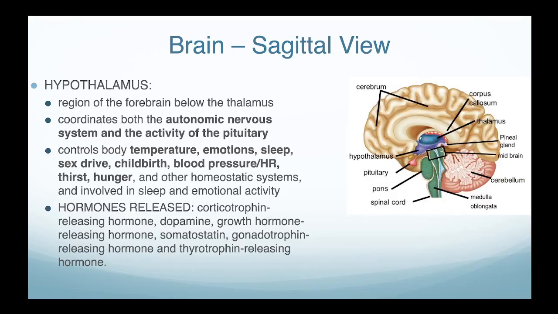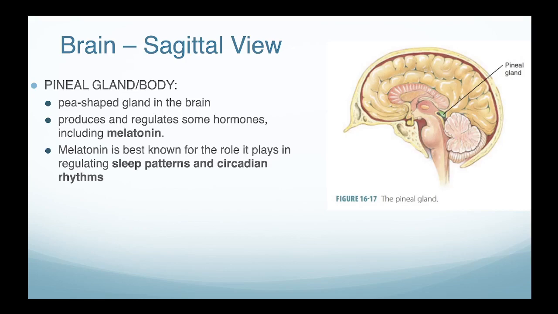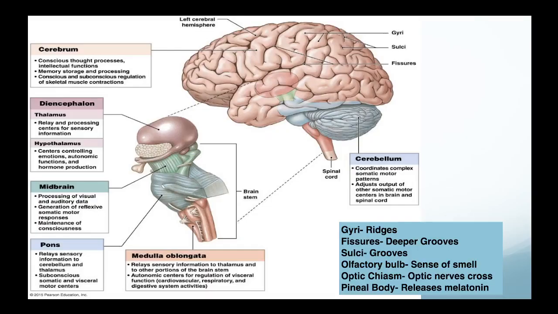The hypothalamus is going to be associated with autonomic nervous system activity of the pituitary, and it controls things such as temperature, sleep, emotion, sex, childbirth, blood pressure, thirst, and hunger, etc. The pineal gland is going to be mostly associated with melatonin and driving your circadian rhythm, which is kind of your metabolic processing, as well as your internal clock, where you can start figuring out what your sleep patterns are. That's going to be determined mostly by the pineal gland.